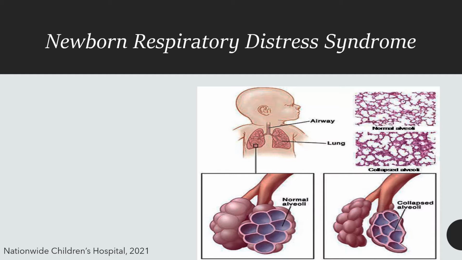Surfactant is made in the lungs at 26 weeks of pregnancy and keeps the lungs from collapsing. More surfactant is produced as the fetus grows. Although respiratory distress syndrome is commonly found in premature infants, there are other newborns that can contract this illness.